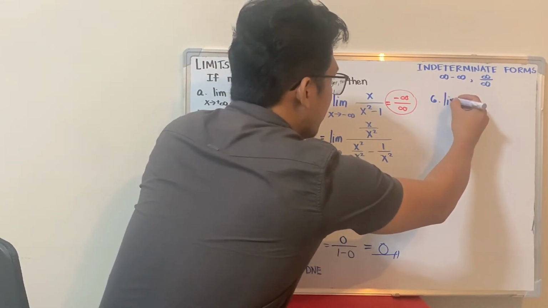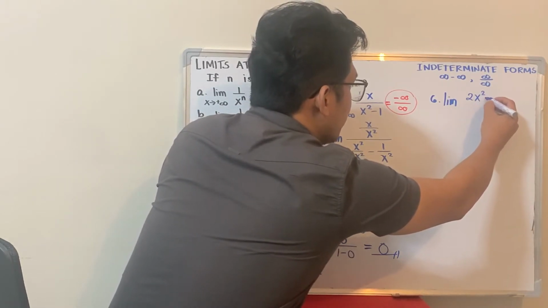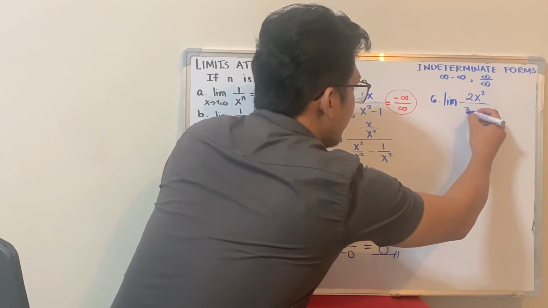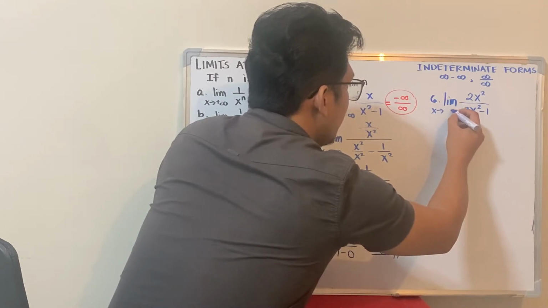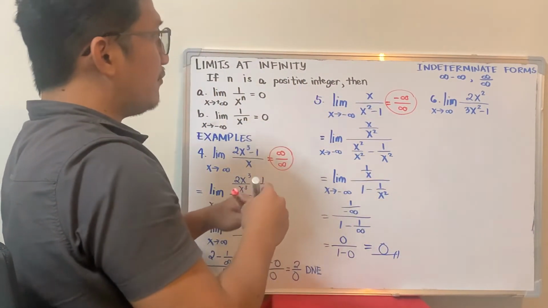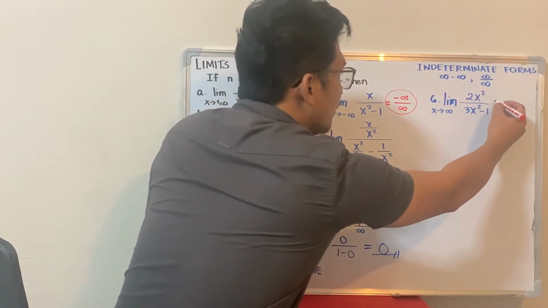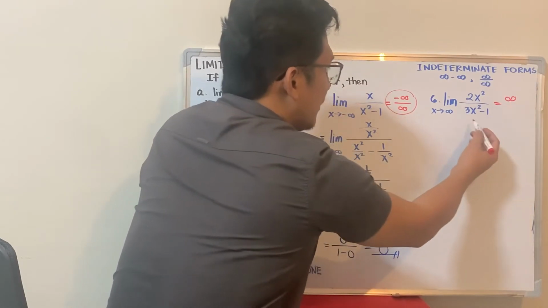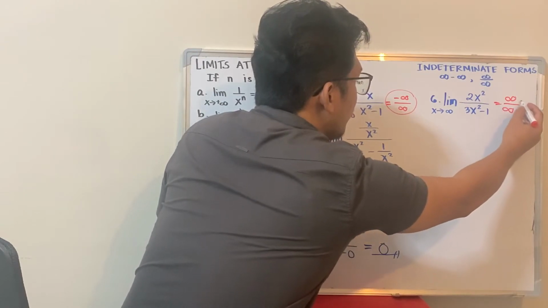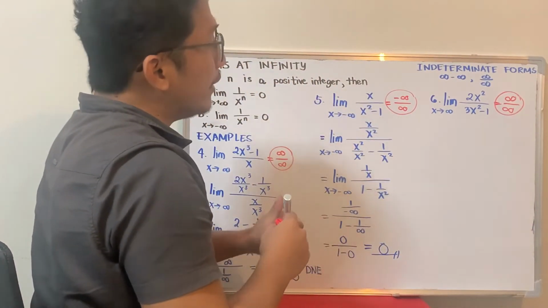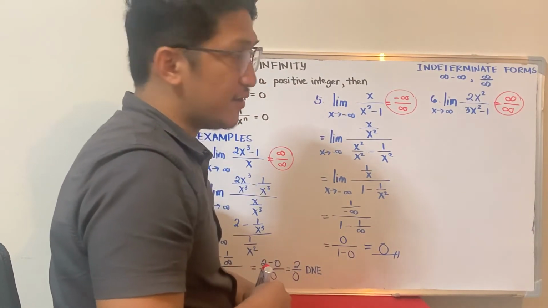So if you are to take the limit of 2x squared all over 3x squared minus 1 as x approaches infinity, same story, this will still be indeterminate. Infinity squared is infinity, times 2 is still infinity. And 3 times infinity squared is infinity, minus 1 is still infinity. So it is indeterminate, so what you do is divide by the variable considering the highest exponent.